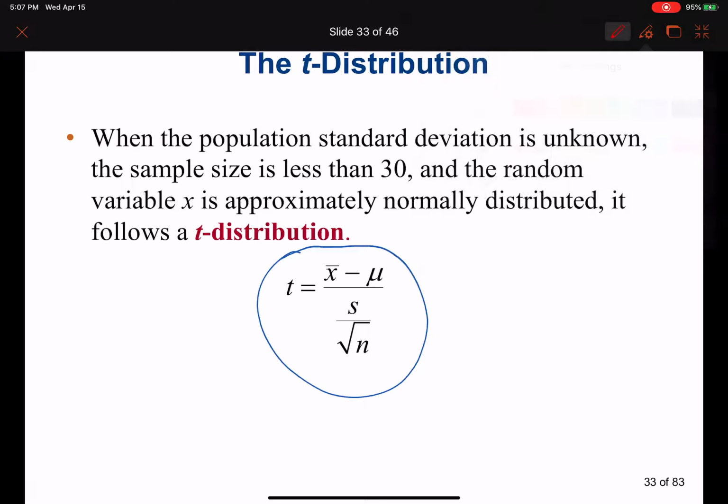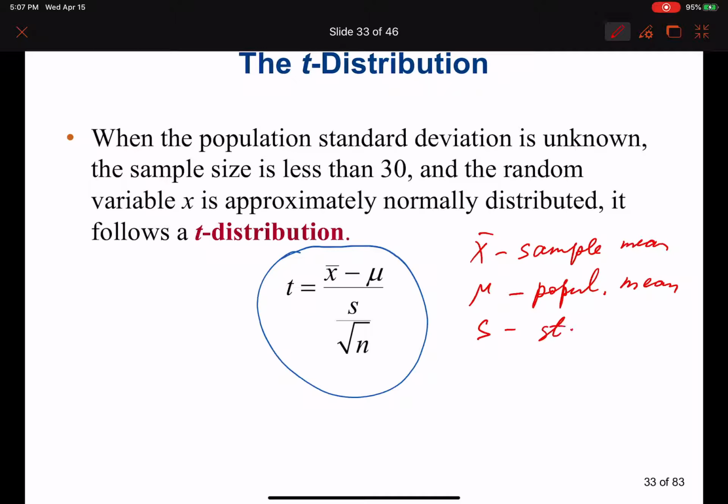X bar is our sample mean, obviously. Mu is our population mean. S is the standard deviation for the sample. And n is the sample size. So t equals X bar minus mu over S over square root of n.